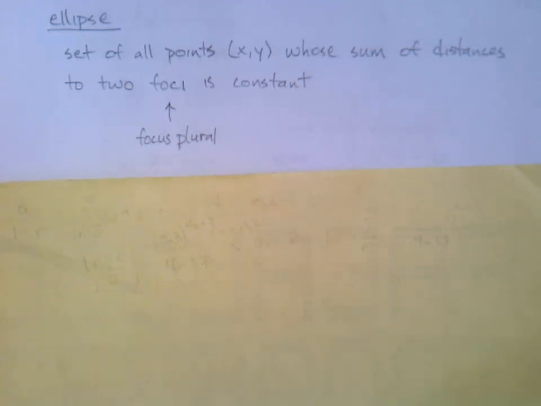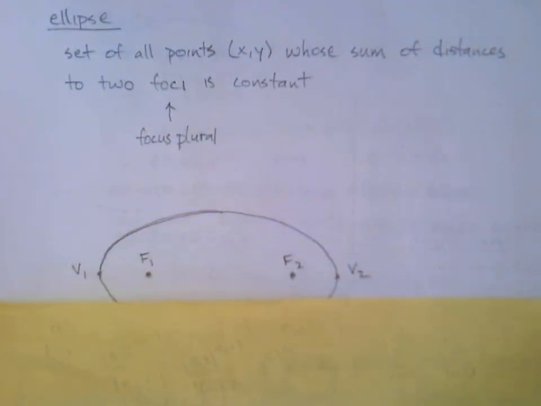The ellipse is defined as the set of all points (x, y) whose sum of distances to two foci is constant. Foci is the plural of focus, so an ellipse has two foci. And okay, let's explain this definition with a drawing. That'd be helpful.